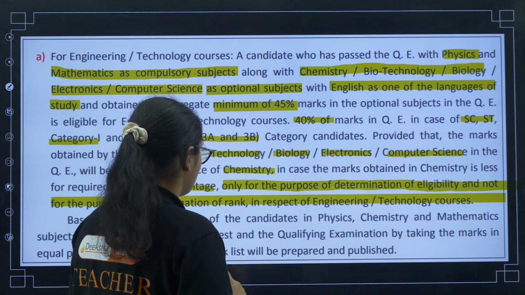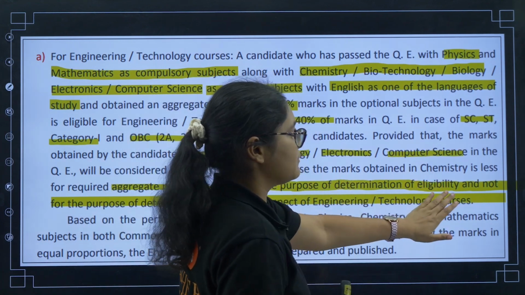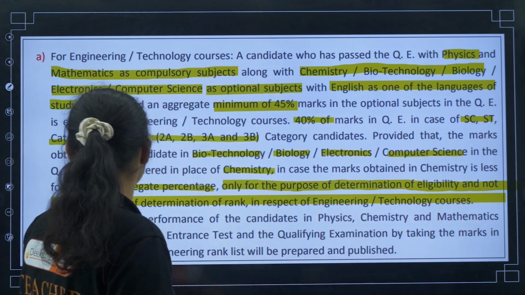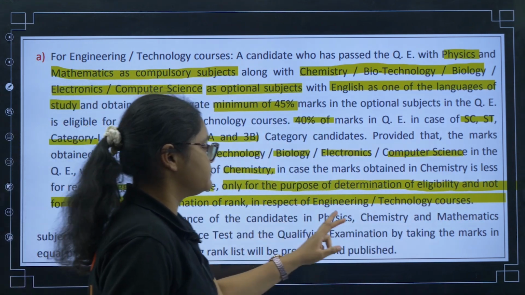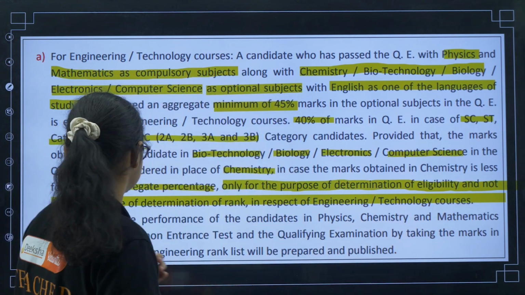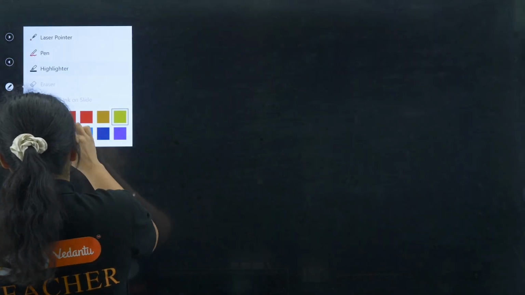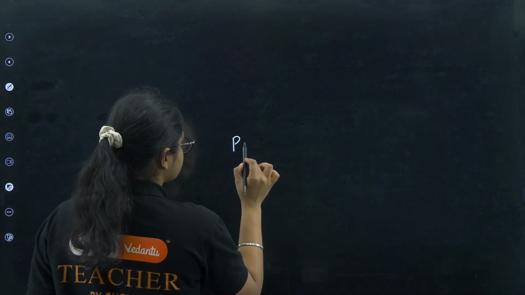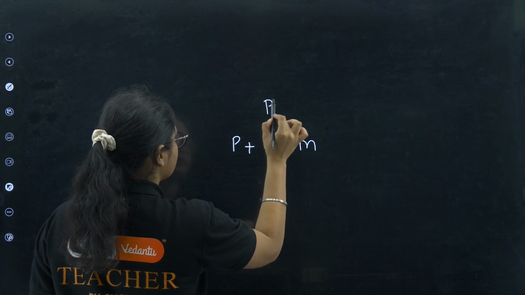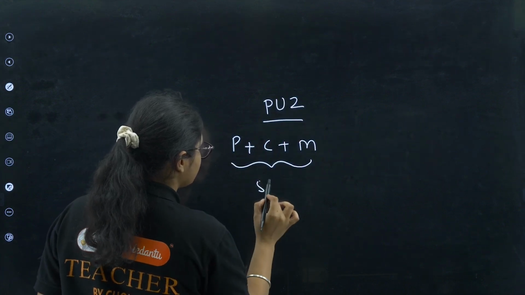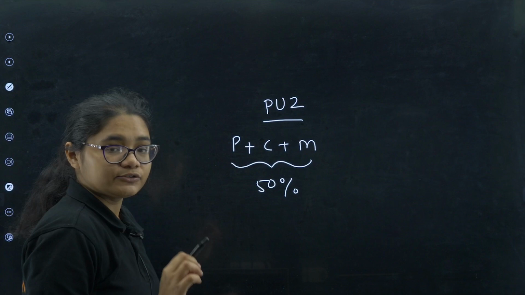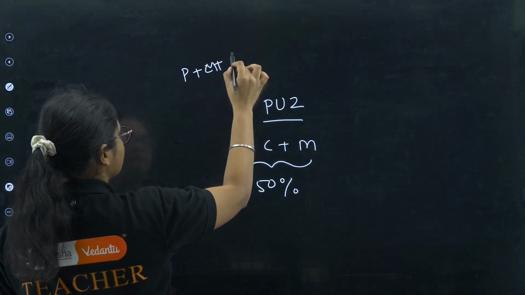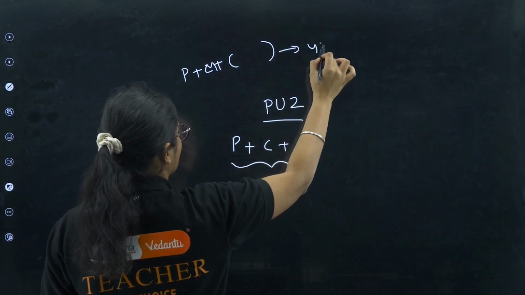But another important point here is, only for the purpose of determination of eligibility, and not for the purpose of determination of rank in respect of engineering technology courses. What is this? You know that in your engineering courses you have physics, chemistry and maths of PU2. Whatever percentage you get here, 50% weightage will be taken from here. And what is another condition? In P plus M plus any of these, you will have to get 45%.